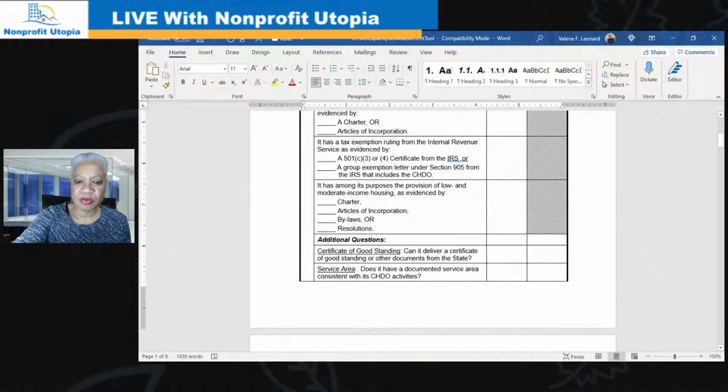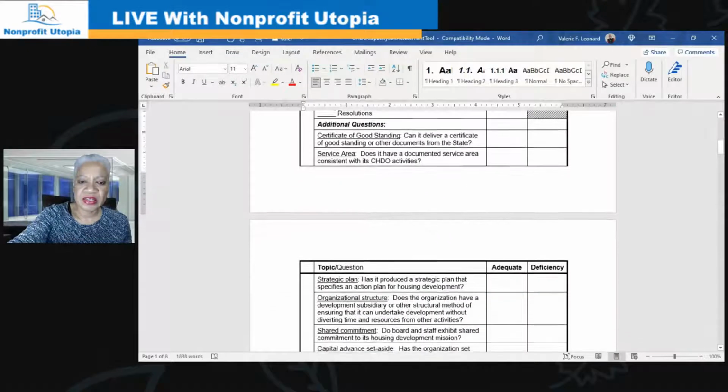And then if you are a group, you could have a group exemption letter under Section 905 from the IRS, and that includes the CHOTO. And then you also have to have among your purposes the provision for low and moderate income housing. And that should be actually in your charter, your articles of incorporation, your bylaws, or in your resolutions, right? And this is for the CHRL. You don't necessarily have to have this provision in your bylaws if you're not a housing development organization, right?